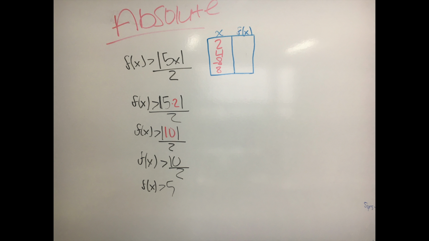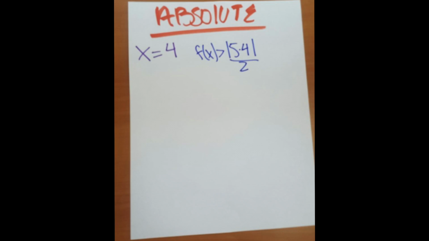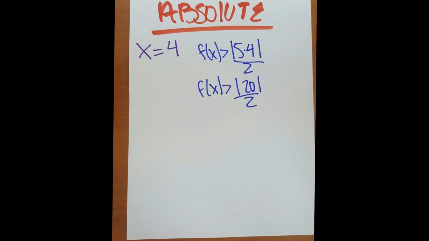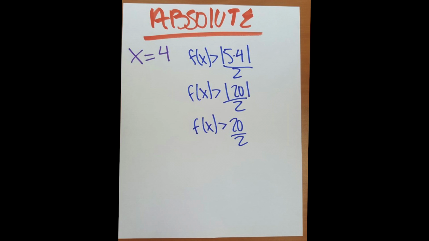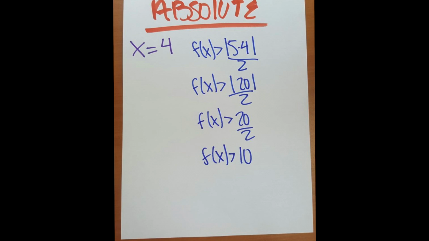Try to figure out the rest of the f of x values by what you know and come back when you think you've got it. Okay, now that you've done the rest, let's see if you were correct. If you plug in 4, you'll have f of x equals the absolute value of 5 times 4 divided by 2. That's equal to the absolute value of 20 divided by 2. And again, because what's inside the brackets is already positive, you can take those off and you'll have 20 divided by 2, which is 10.